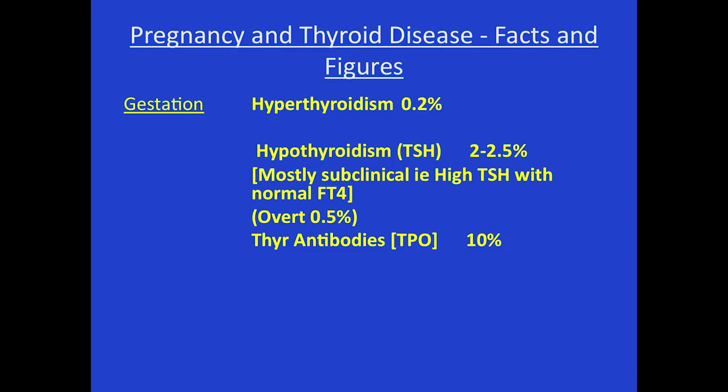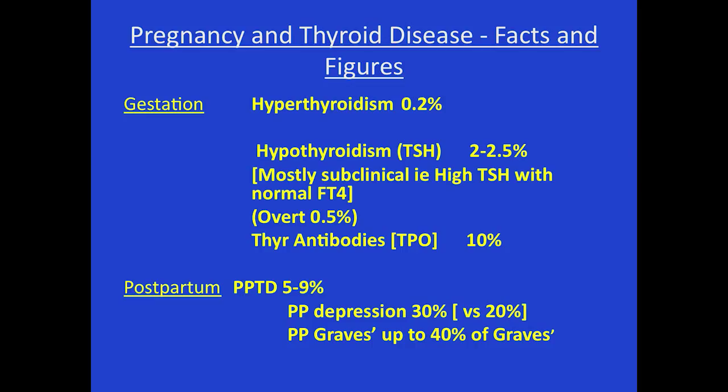So just a revision of some facts and figures, we know that hyperthyroidism occurs in about 2.2%, whereas hypothyroidism, as has been described, perhaps 2 to 2.5%, mostly subclinical, but overt, perhaps 0.5%, and we might come back to the overt later. Thyroid antibodies, mainly TPO, around 10%. And then we shouldn't forget the postpartum period, because postpartum thyroid disease is about 5 to 9%, with postpartum depressive symptomatology having been documented in around 30% versus 20% of controls, and an occurrence of postpartum Graves' disease in ladies, really a high proportion of Graves' disease occurring in women.